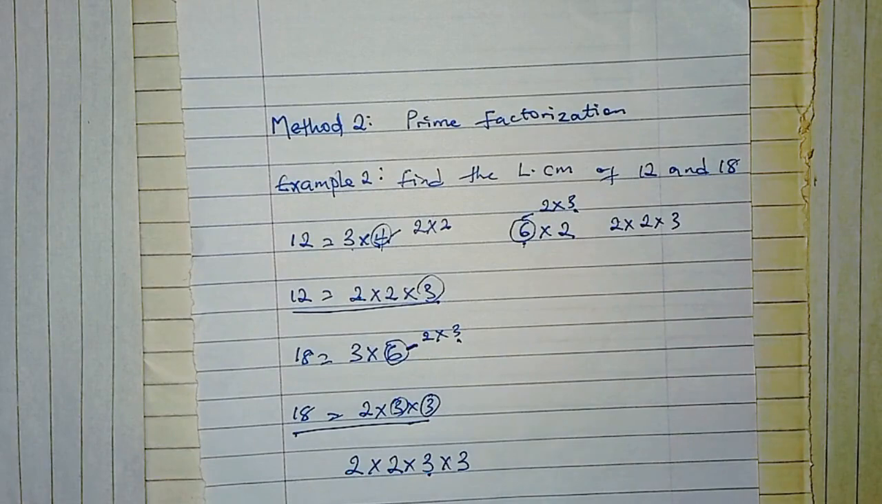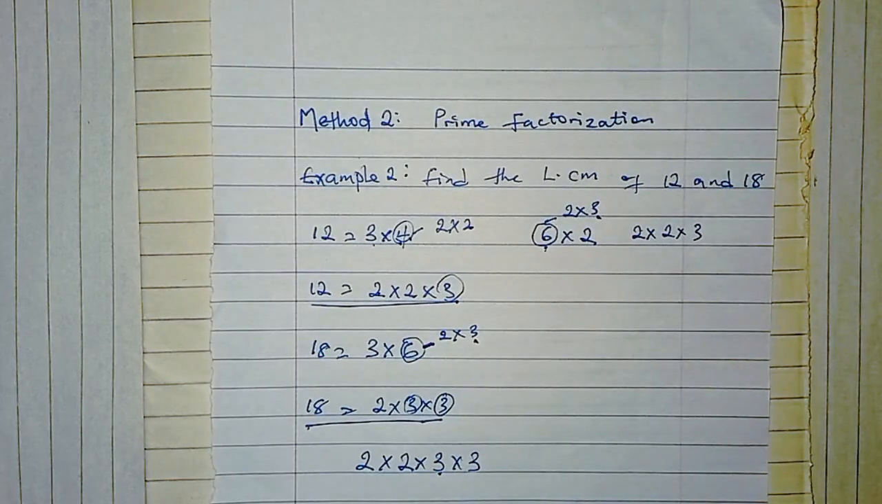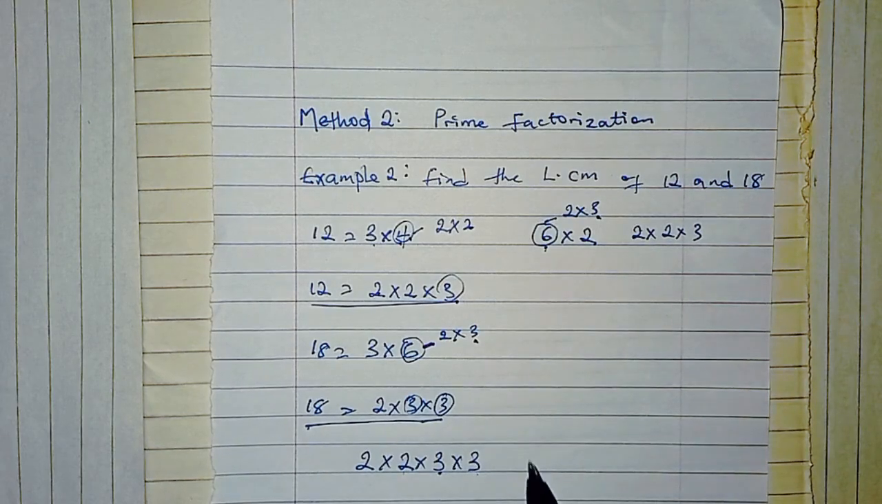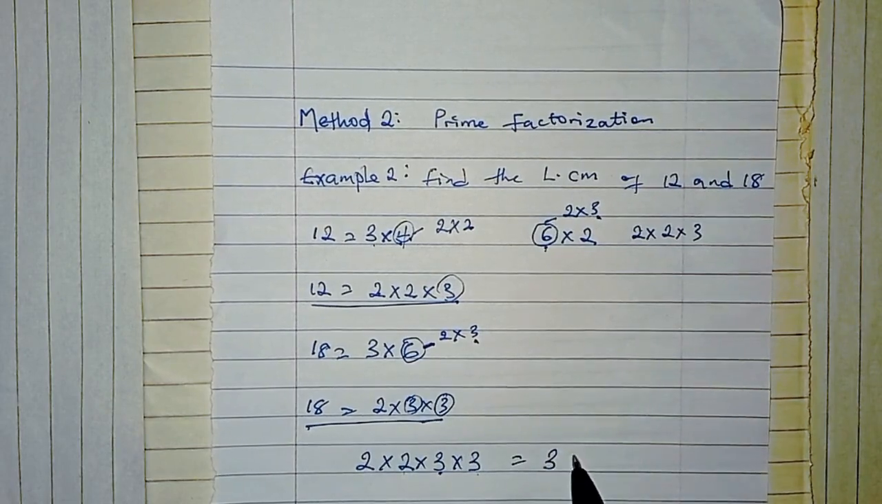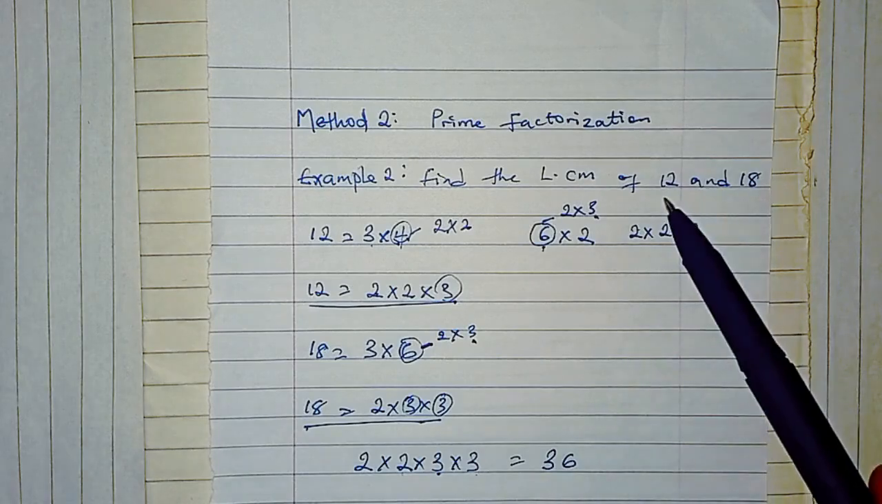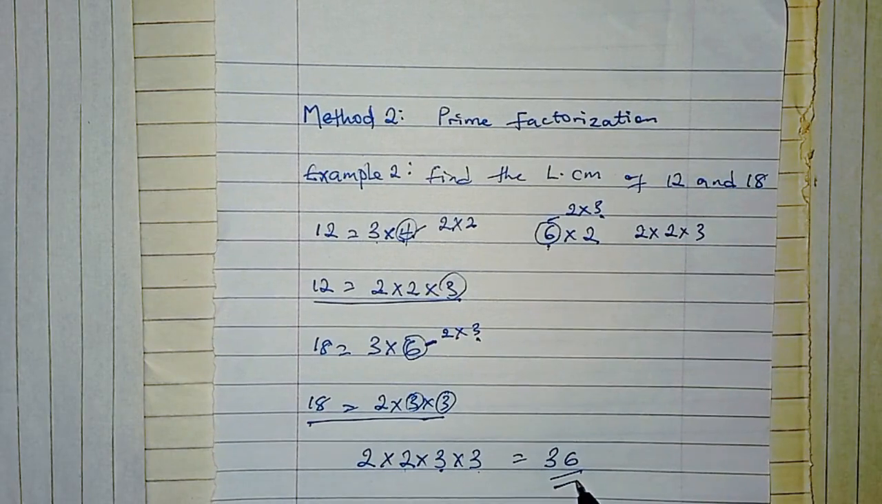So the next thing is to multiply them together. Alright? So multiplying them, we are going to have 2 times 2, 4. 4 times 3, 12. 12 times 3 will give us 36. So the LCM of 12 and 18 is equal to 36.